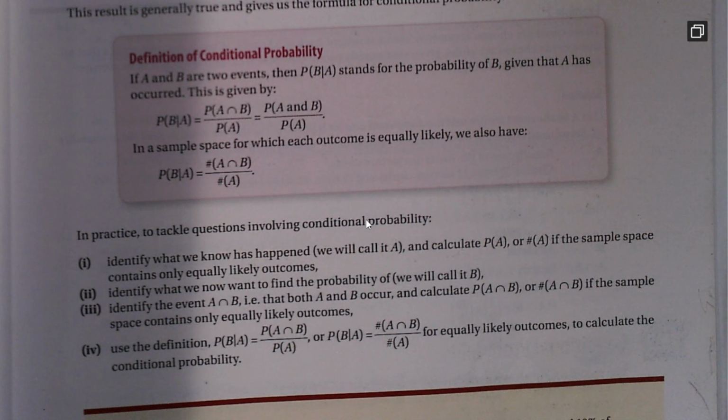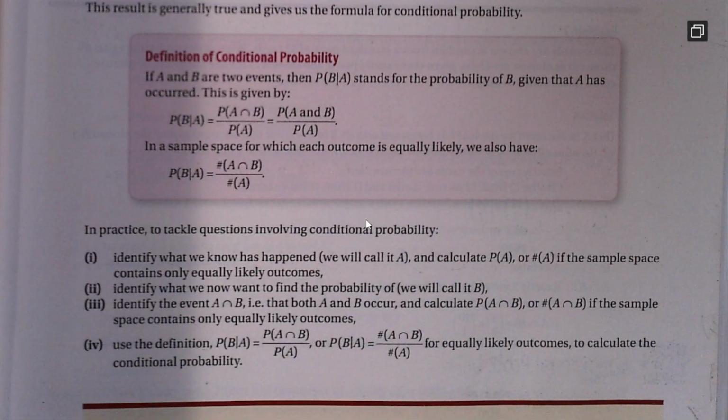Now, what about vice versa? The probability of A given that B has occurred, what is that? We're just swapping: the probability of A given that B has occurred is the probability of A intersection B divided by the probability of B.